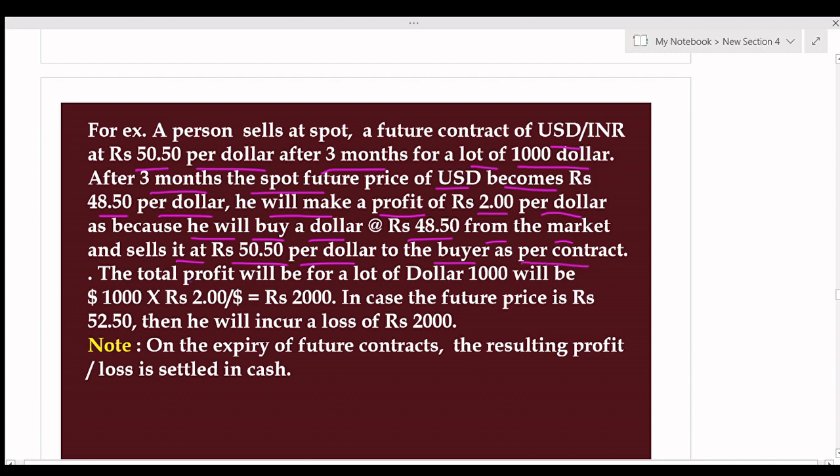The total profit for a lot of $1,000 will be $1,000 multiplied by rupees 2 per dollar, which is equal to rupees 2,000. In case the future price is rupees 52.50, then he will incur a loss of rupees 2,000. Note: on the expiry of futures contracts, the resulting profit or loss is settled in cash.